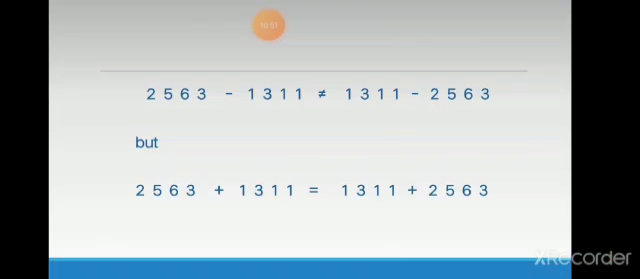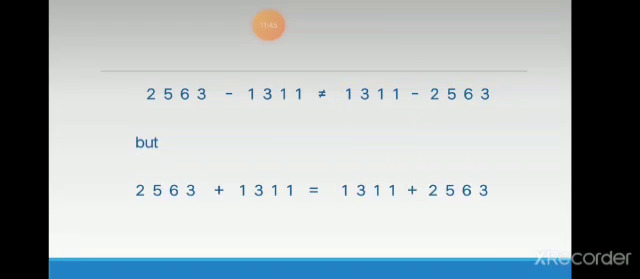See the example. Here we have 2563 minus 1311. Its difference is not the same as this difference. Why? Here we subtract a smaller number from a greater number. But here, when we change the order, the second number goes at first place and the first number at second place. See here, this is the second number and this is the first number. So when we change the order, the answer is not the same, the difference is not the same. So that's why this is not equal to this one.